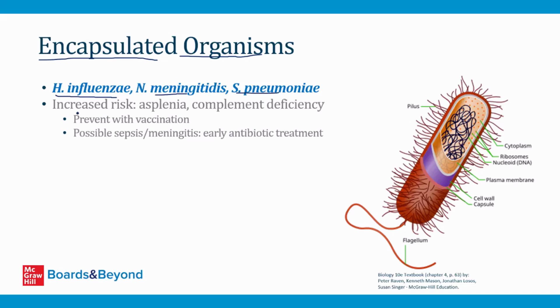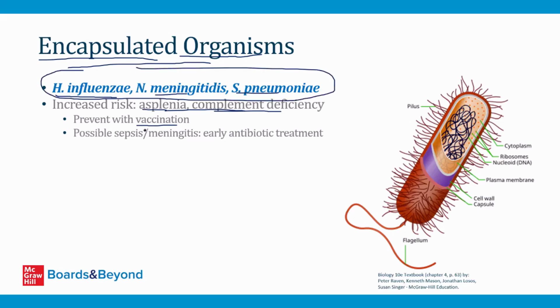This also means that the risk of meningitis from all these encapsulated organisms is increased in special clinical situations, like patients who lack a spleen or patients with complement deficiency. In all of these groups here, the risk is so high that they need to be vaccinated against these bacteria, and we do have vaccines for these bacteria. And anytime you see a patient who lacks a spleen or has complement deficiency and they develop possible symptoms of sepsis or meningitis, they need aggressive early antibiotic treatment because they're at risk for severe infection from these encapsulated organisms.